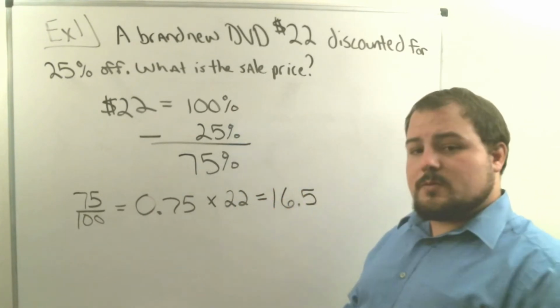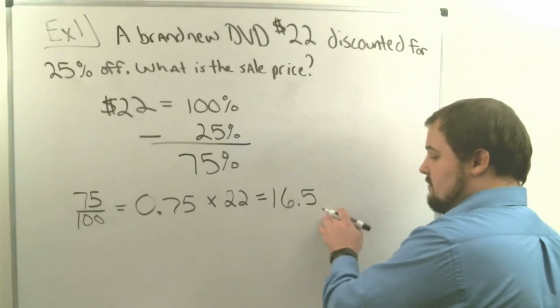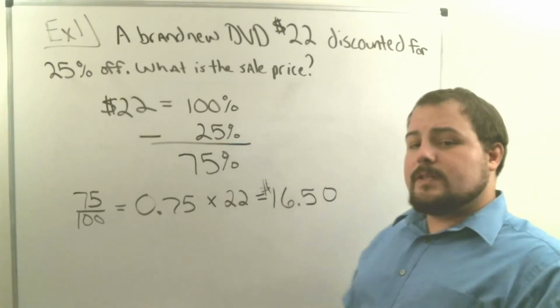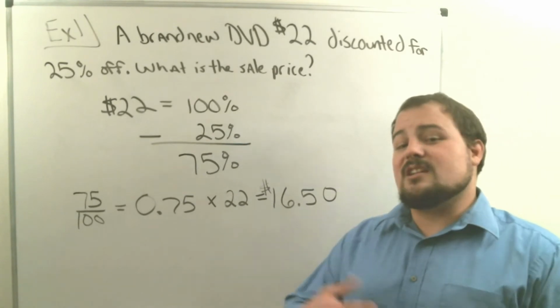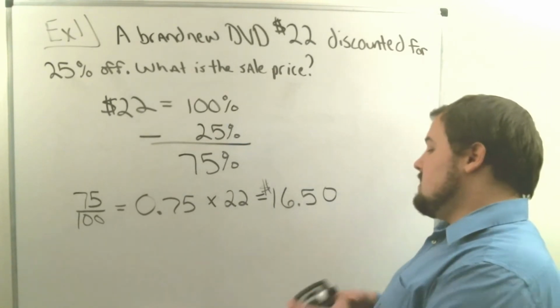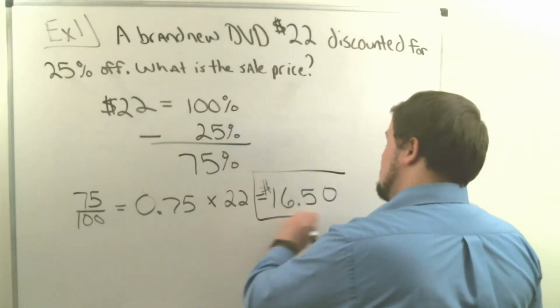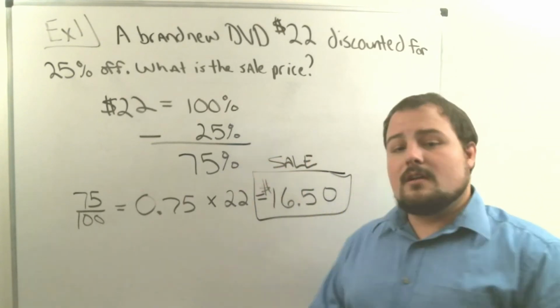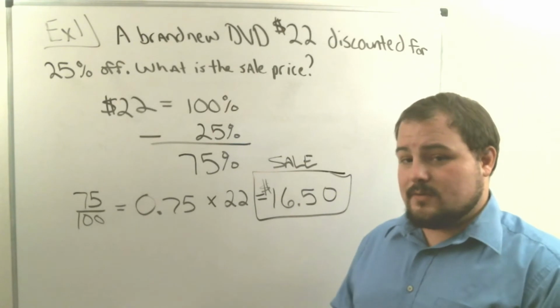16.5. And since we're talking about money, we need to put something behind the 5, which is a 0, which means that if a DVD costs $22 and we get 25% off, $16.50 is our sale price. This is how much it's actually going to be on sale for. That's how we do discounts.